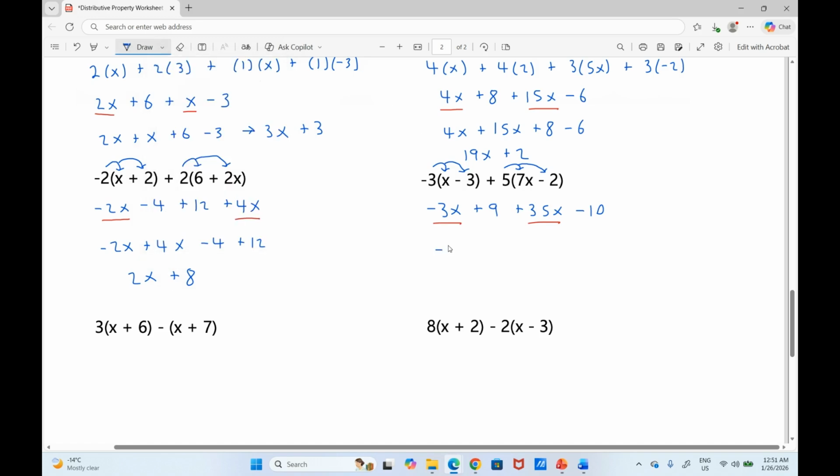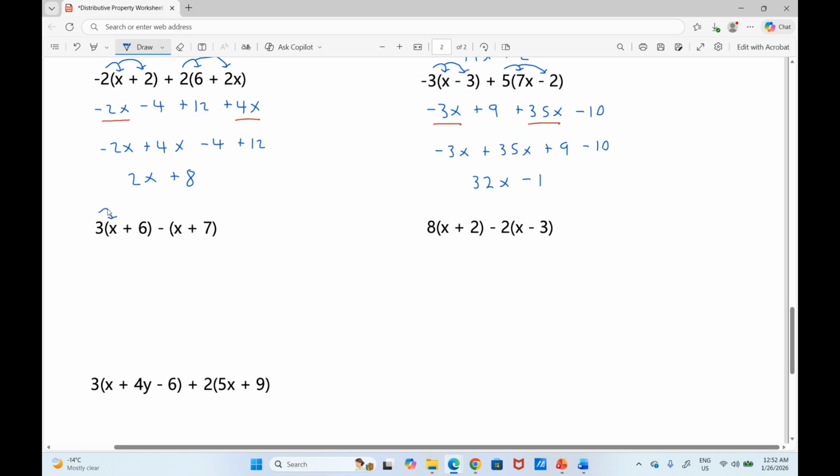So I have negative 3x plus 35x plus 9 minus 10. Negative 3x plus 35x is going to be positive 32x. Then I have 9 minus 10. That's going to be negative 1. So my final answer is 32x minus 1. Okay.